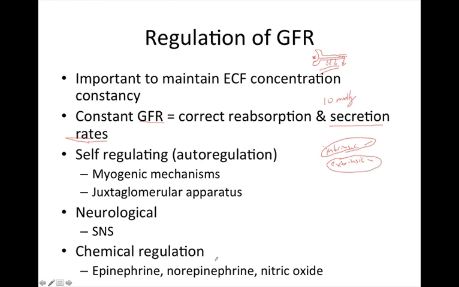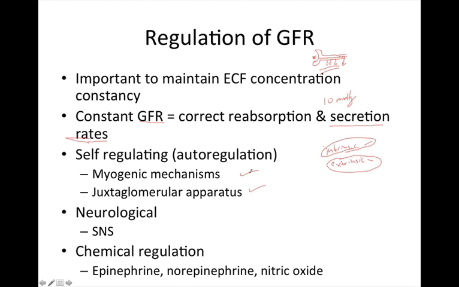I'm not really going to go over these in exact order here, but basically, the two major self-regulating or intrinsic mechanisms are the myogenic mechanism and the anatomy of the juxtaglomerular apparatus. The juxtaglomerular apparatus, that's a fun word to say, is an anatomic structure located nearby the renal corpuscle, essentially.